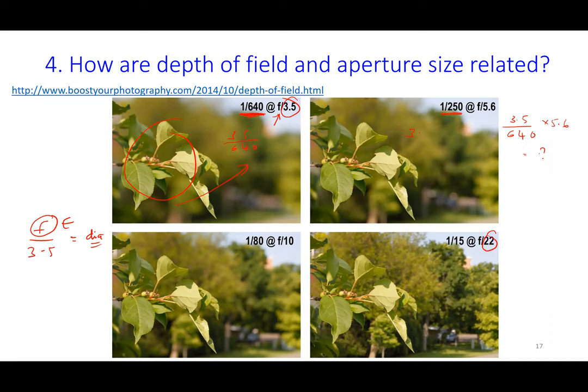Sir, is F the focal length or something else? F is the focal length. I was assuming they are using the same camera. Sir, 640 is not the focal length, it is the exposure time. Oh, okay, got it. So 1 by 640 is the exposure time. As you are moving here, you are reducing the diameter, right? When you are reducing the diameter, you should increase the exposure time, correct? So probably this is the exposure.